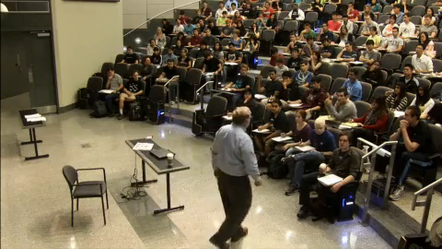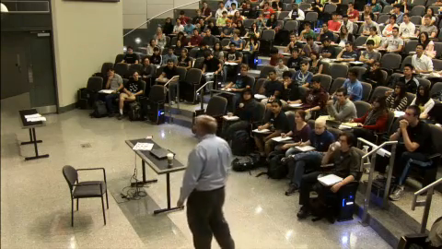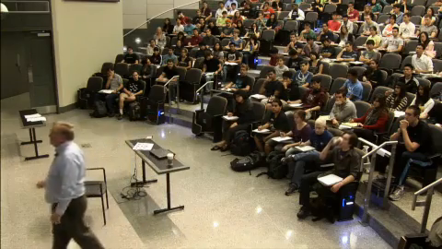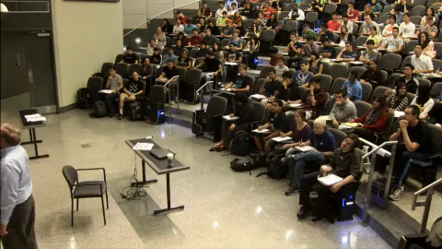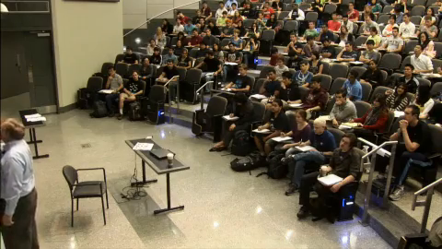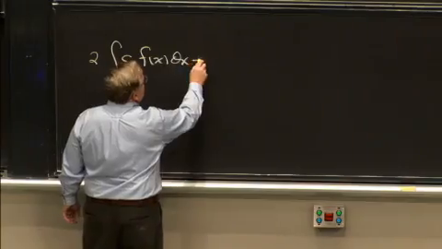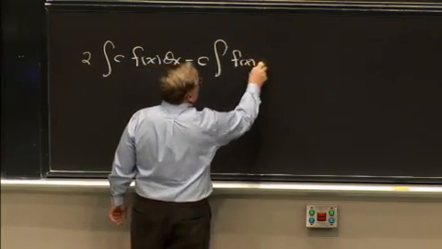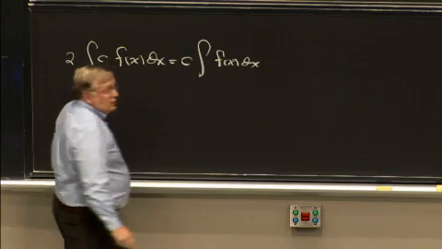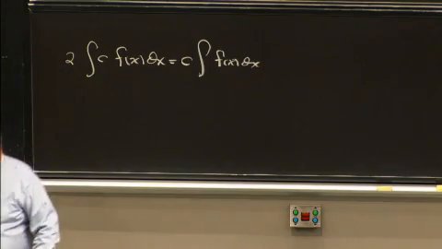Yeah, Sebastian. Take the constants out. So we'll make that number 2, and we'll say that the integral of c f of x dx is equal to c times the integral of f of x dx. Other suggestions? Yes?